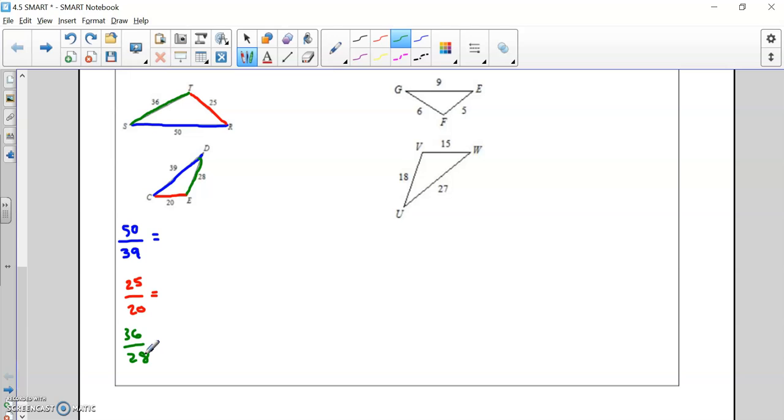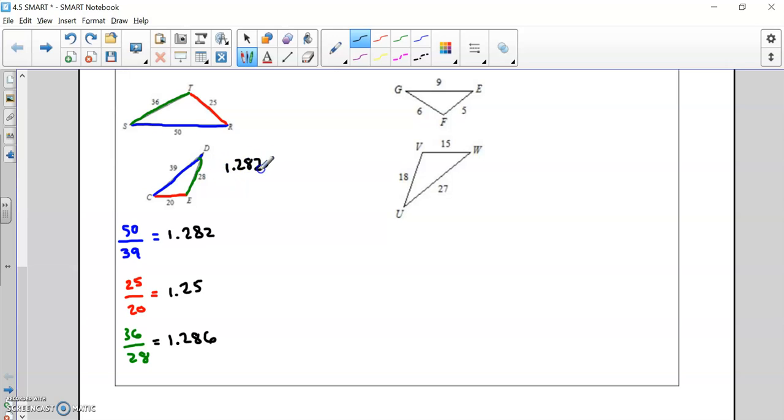So now what we're going to do is go ahead and divide each of those in your calculator. And you'll find that 50 over 39 equals 1.282. 25 over 20 equals 1.25. And 36 over 28 equals 1.286 if we round.